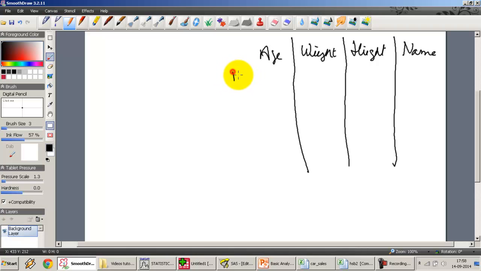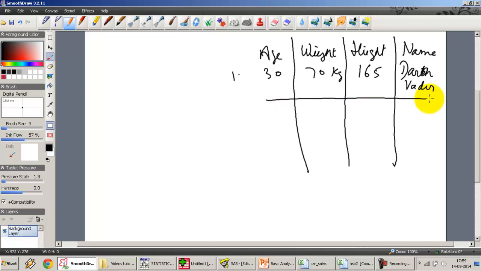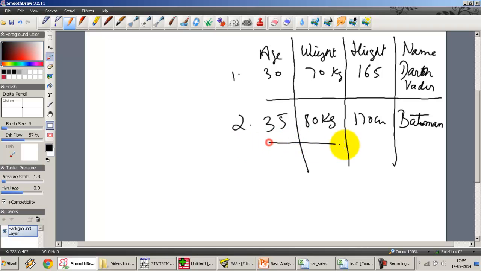So let observation 1, age be 30, let's say weight is 70 kgs, or pounds if you want, you can put in a number which you like. Let's say height is 165 centimeters, and name is, let's think of a weird name. Let's say name is Darth Vader. A very puny looking Darth Vader indeed. Let's say second person, age is 35, weight is 80 kgs, height is 170 centimeters, name is Batman. All right, and we've got n number of observations, 1, 2, 3, 4, 5. We've got Darth Vader, Batman, Spider-Man, He-Man, Skeletor, we've got n number of people over here.